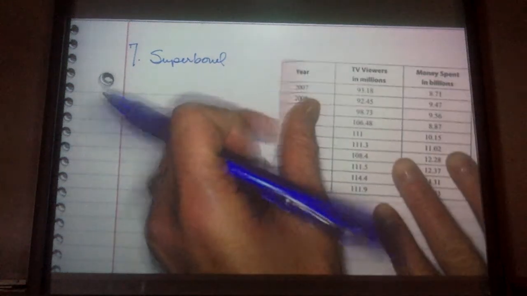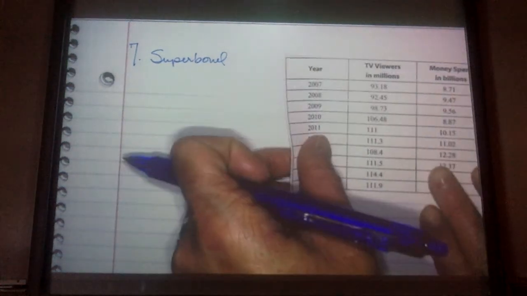So I believe this is number 6 for us. Or did I do another one? No, this is it. So last one. And I'm going to put Super Bowl. And so this equation is based on the Super Bowl and advertising. So I'm going to put this table up here.